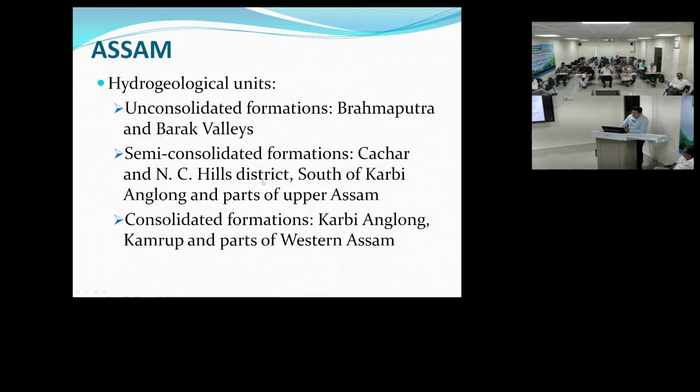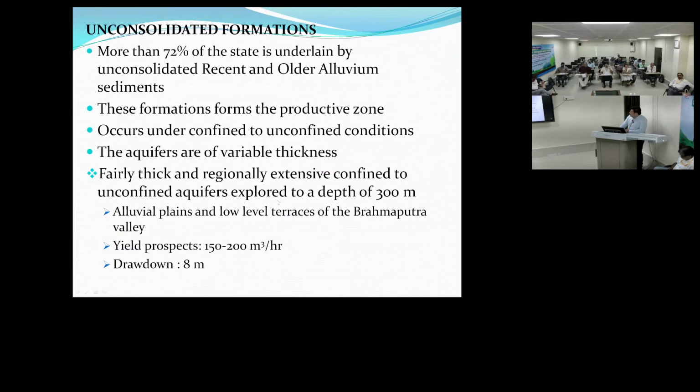in Assam, the hydrogeological units are mostly unconsolidated formations from the Brahmaputra and the Barak Valley. And semi-consolidated formations you can find mostly in Cachar, Karbi Anglong, and parts of Upper Assam. And consolidated formations in Karbi Anglong, as you can see, the Mikir Hills and Kamrup and parts of Western Assam, Goalpara, Bongaigaon, some of these areas you can find.